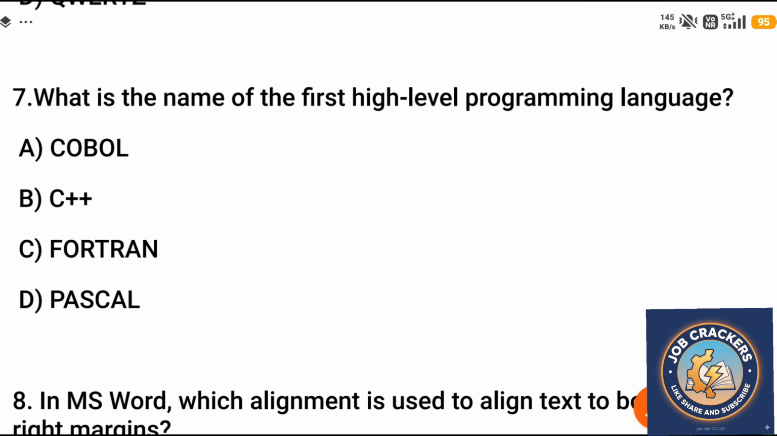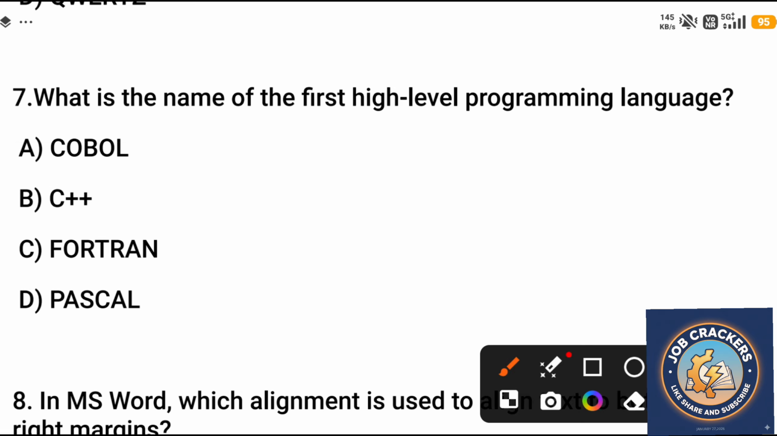Question 7. What is the name of the first high-level programming language? A. COBOL. B. C++. C. Fortran. D. Pascal. Correct answer is option C.